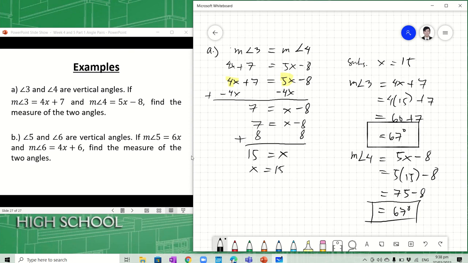And for B, I will leave that to you. But same method. Make sure that you equate them into one equation. 6x is equal to 4x plus 6. Isolate the x. And substitute whatever the x is to the representation of angle 5 and 6. So there you go. So thank you for watching.